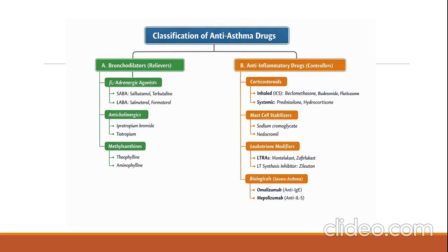Asthma is a chronic inflammatory disease of the airways. The main goals of asthma treatment are to relieve bronchoconstriction, to control airway inflammation, and to prevent asthma exacerbations. Asthma drugs are classified into reliever drugs, controller drugs, and add-on therapies. Let us now discuss each drug class one by one in a logical clinical sequence.